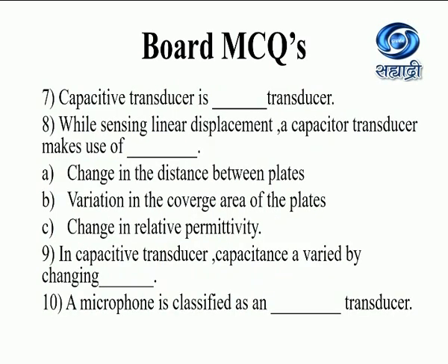Next, capacitive transducer is a dash transducer. So you can write down here microphone. Next is while sensing linear displacement, a capacitor transducer makes use of. Options are A, change in the distance between plates, B, variation in the coverage area of the plates, C, change in relative permittivity. The answer is change in the distance between plates, because it depends on the working of the capacitor transducer. Next MCQ is in capacitive transducer, capacitance is varied by changing. Again, the answer is the same: change in distance between two plates. That's why the 8th and 9th MCQs are the same.